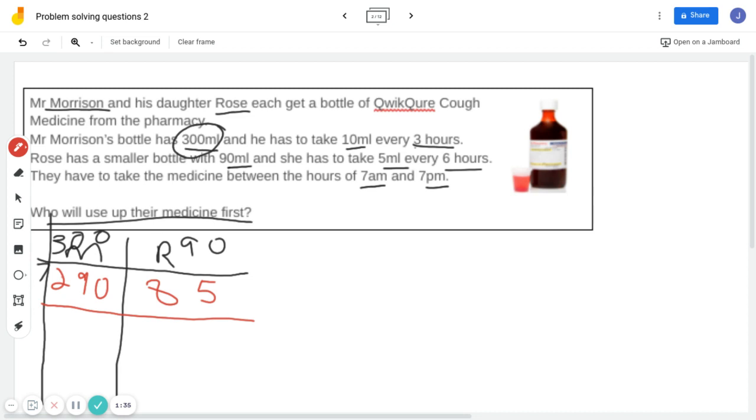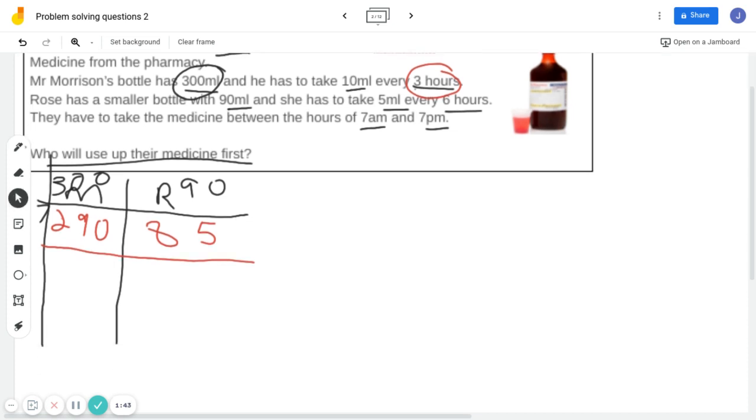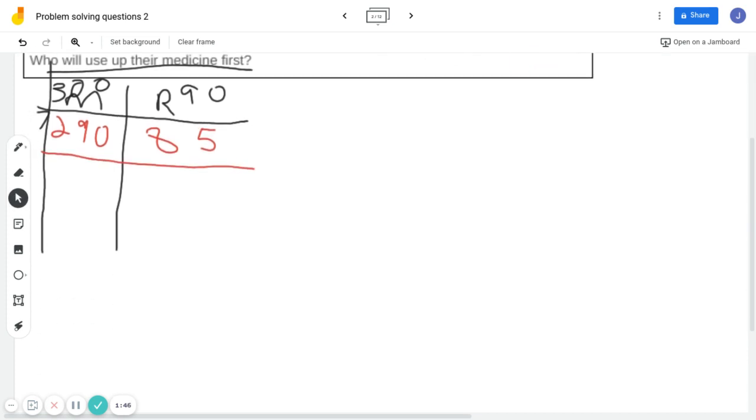Okay. Now, that's it. We're done for now. But then 3 hours later, Mr. Morrison takes 10 again. So 3 hours on 7. Let me move my screen a bit. So 3 on 7 is 10. So at 10, Mr. Morrison takes another 10 mils, which means he has 280 left. Rose is only meant to take every 6 hours, so she doesn't take. So she still has 85.